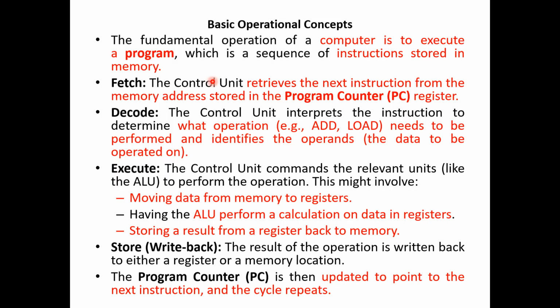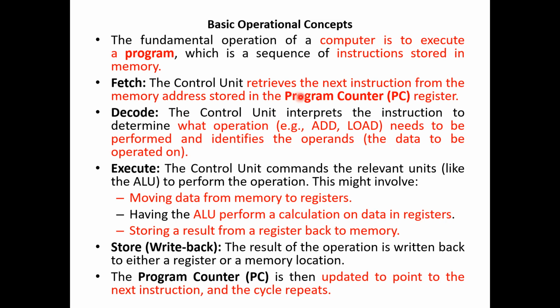The fundamental operation of a computer is to execute a program, which is a sequence of instructions stored in memory. I already told you what happens in the fetch. The control unit reads the next instruction from the memory address stored in the program counter. What is a program counter? It is nothing but plus one. If I get the first instruction, the program counter is incremented by one, so it moves to the next instruction.